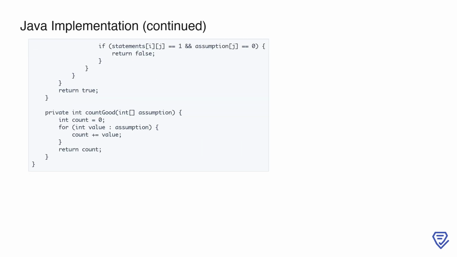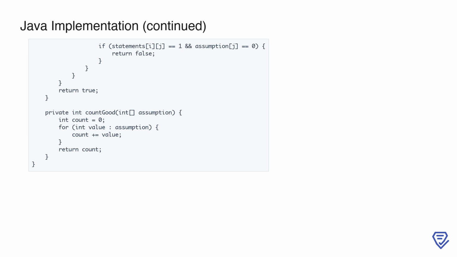The helper method isValid checks if the current assumption aligns with the given statements. For each person assumed to be good, indicated by a value of 1 in the assumption array, we validate their statements about all other people. If person I claims that person J is bad, represented by a 0 in statements I, J, but our assumption marks J as good, there's a contradiction, so the assumption is invalid. Similarly, if person I claims that person J is good, represented by a 1 in statements I, J, but our assumption marks J as bad, that's also inconsistent, and we return false. If no contradictions are found, the assumption is valid, and we return true.